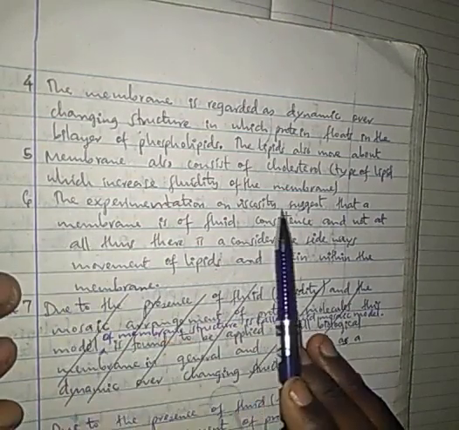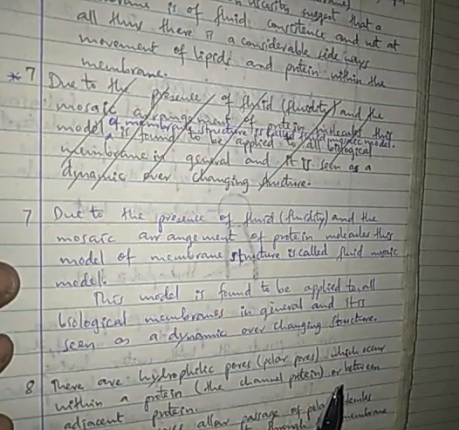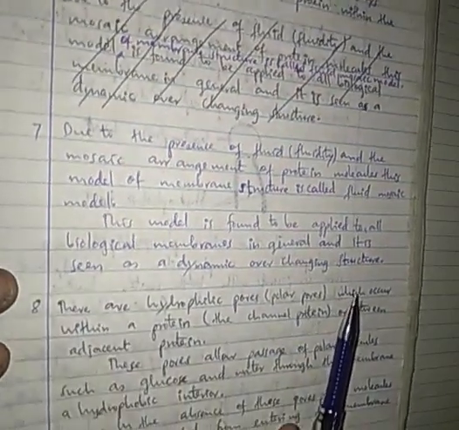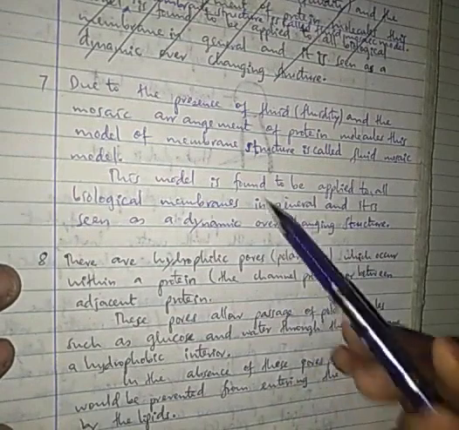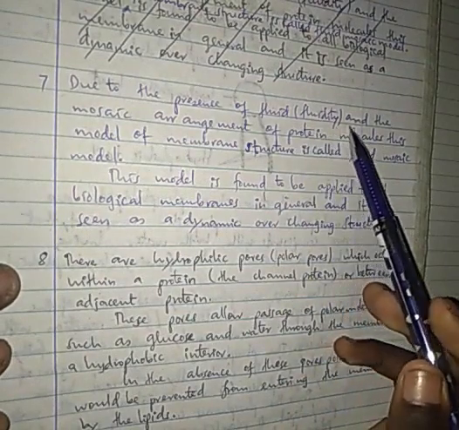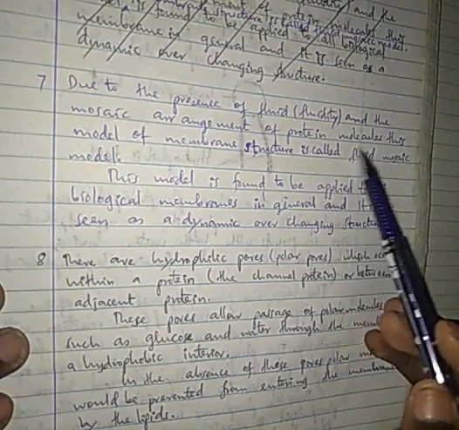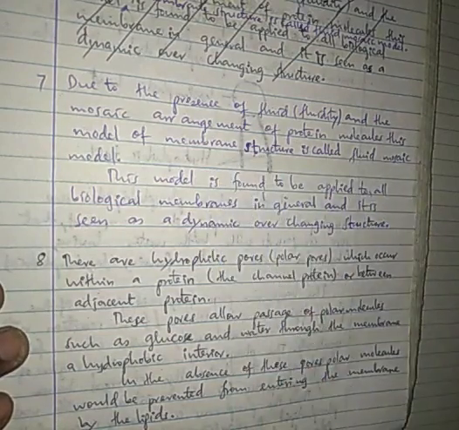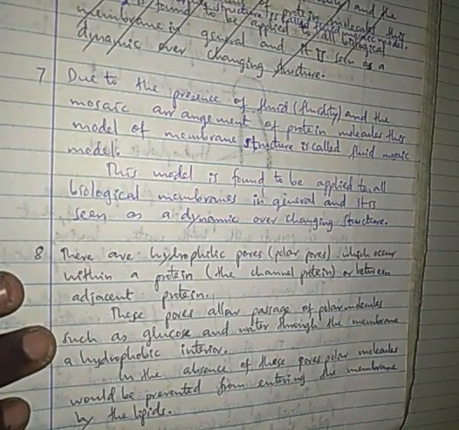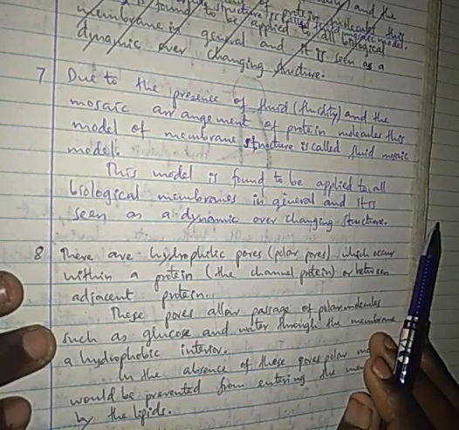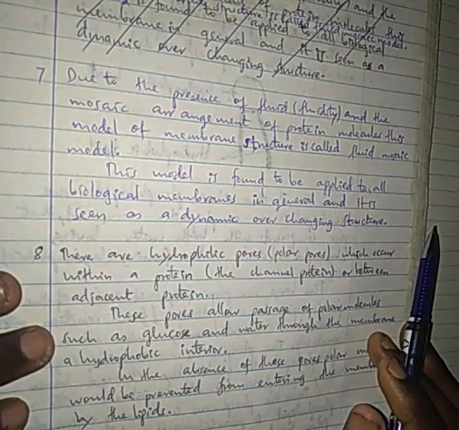Wakati ya sita, experiments on viscosity suggest that the membrane is of fluid consistency, and that there is considerable sideways movement of lipids and proteins within the membrane. Kwa hiyo kifupi, and point number 7, due to the presence of fluidity and the mosaic arrangement of protein molecules, this model of membrane structure is called the fluid mosaic model. This model is found to apply to all biological membranes in general, and it is seen as a dynamic, changing structure.